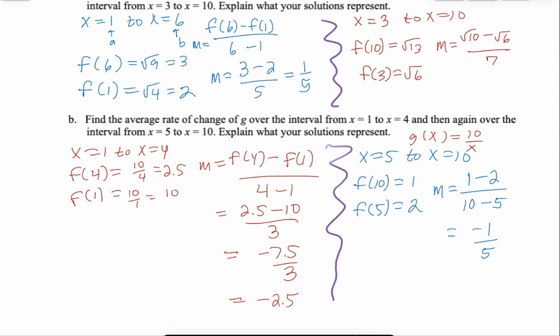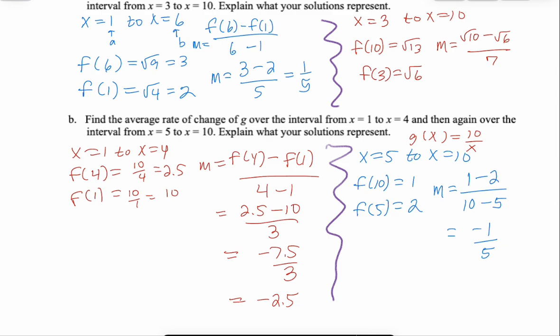So that would be the slope of the line between 5 and 10. So it's not as steep of a decline as it was from 1 to 4. From 1 to 4, it was a negative 2.5 decline. Now from 5 to 10, it's not quite as steep at that particular part of the graph.